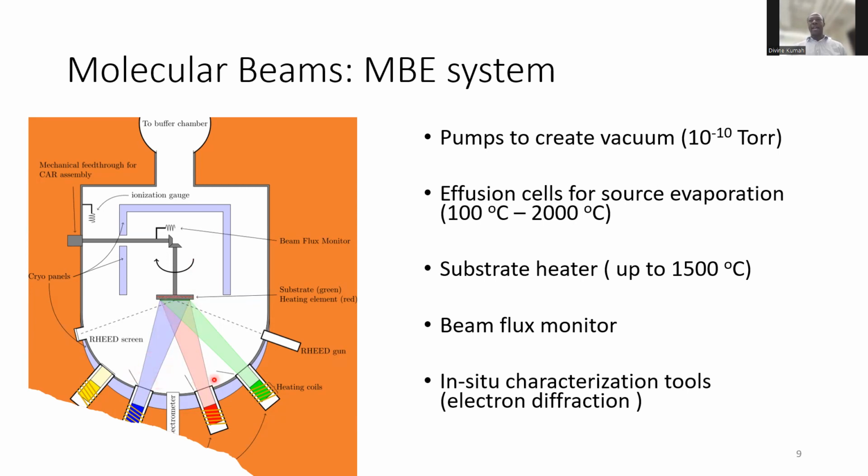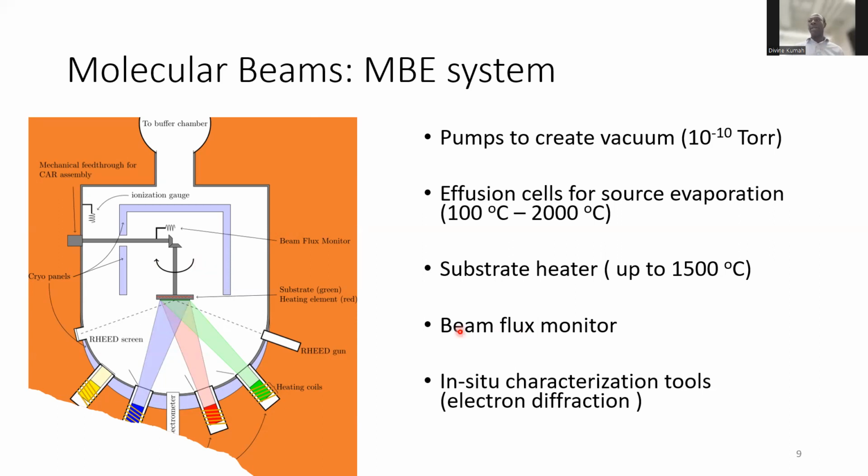So the shutters here allow you to control the chemistry. If you wanted to grow materials, this blue, red, and green material together, without the yellow material, you're going to open up these shutters, allowing these materials to form the beams, which then condense on the substrate surface.